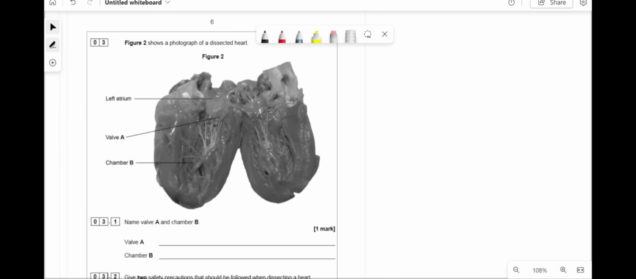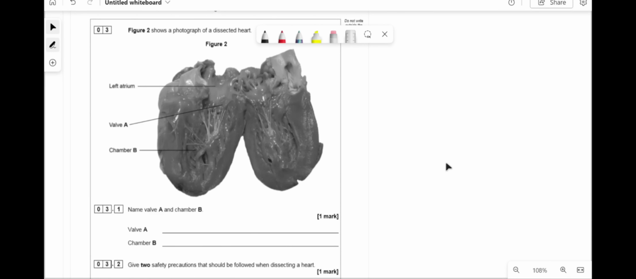Right, so figure 2 shows a photograph of a dissected heart. They've labeled the left atrium, they've got valve A and chamber B here. So it says name valve A and chamber B. Valve A is the left atrioventricular valve, also known as the mitral valve or the bicuspid valve. And then chamber B is the left ventricle.